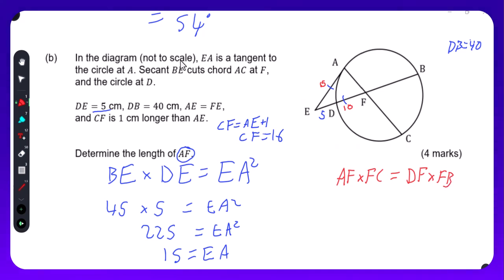Okay, and now let's put in those values. AF is obviously going to be the mystery one, because that's the one that we've got to solve at the end. So that stays the same. FC is going to be 16, because it's the same as CF. I've just written it the other way around. So that means 16 times AF equals, our DF is 10, and our FB is going to be 40 take 15 take 5, which is the 10. 40 take the 10, because we know that DB is 40. That means it is going to be 30.